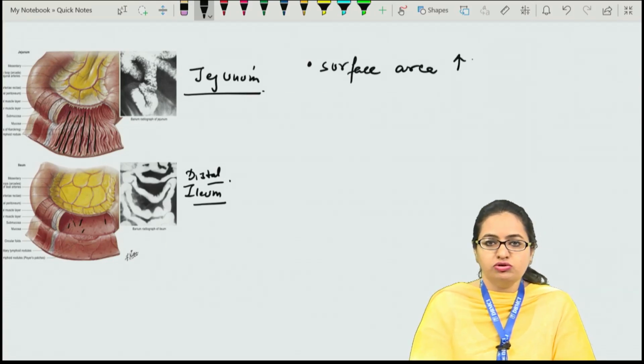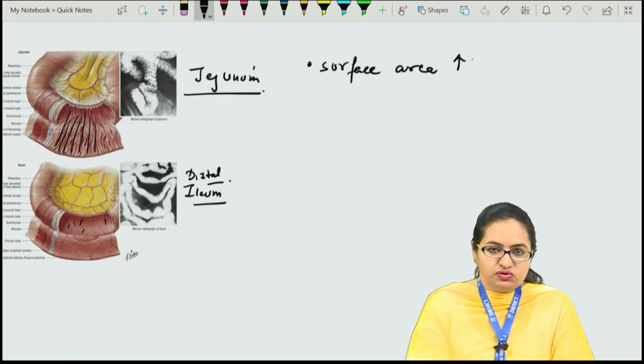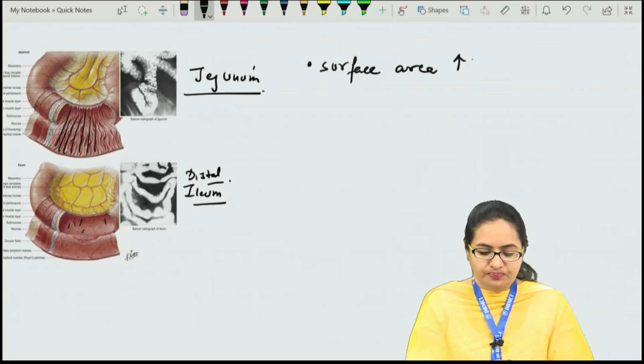as well as they slow down the movement of whatever material is there, so that the absorption will be more. Apart from this, the plica circularis are present just after the second part of the duodenum, and they are more in number after the major duodenal papilla, and they are maximally seen in the duodenum and in the proximal ileum. As we move towards the distal ileum they decrease in number, they are scarce and very few, or quite broadly spaced.